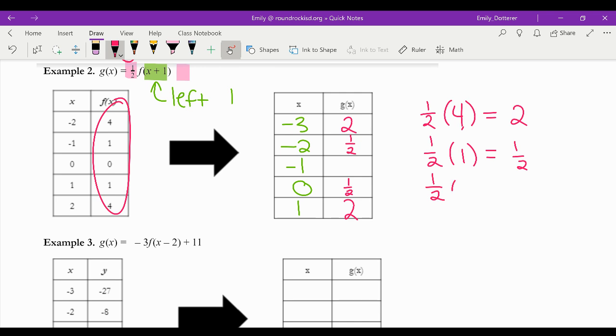And 0. Okay. So remember, when we multiply fractions, this is a whole number. So we put it over 1. 1 times 1 is 1. 2 times 1 is 2. So that's where the 1/2 comes from.